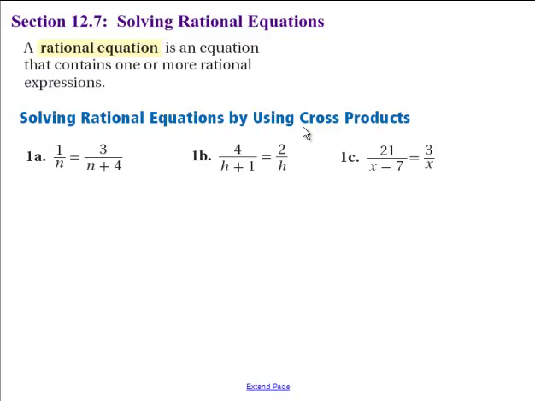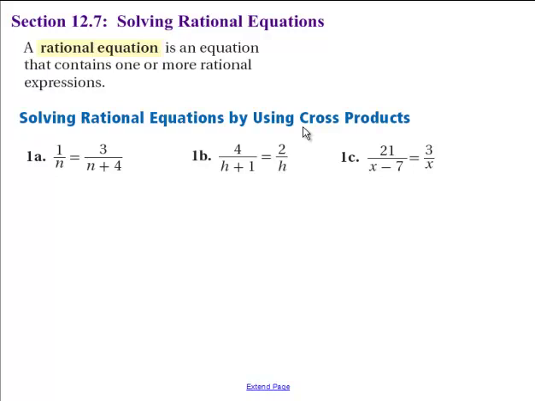If we take a look at the first equation that we have here, it says 1 divided by n equals 3 divided by n plus 4. Remember, an equal sign just means the same as, so the stuff on the left is the same as the stuff on the right. We just need to figure out what n is in that situation.